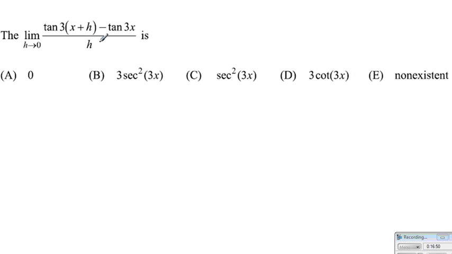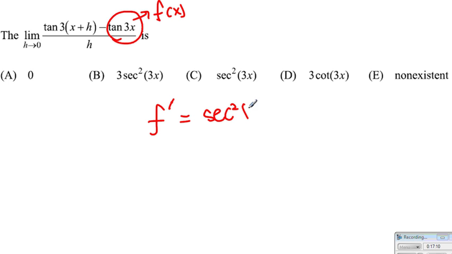All right, here, this is the definition of the derivative. Obviously, this portion is the f of x. Then what is the derivative of tangent of 3x? The derivative of tangent becomes secant squared, and then you write down 3x as it is, multiplied by the derivative of the inside. The derivative of 3x becomes 3, so we have to multiply by 3 at the end. And our final answer seems to be choice B.